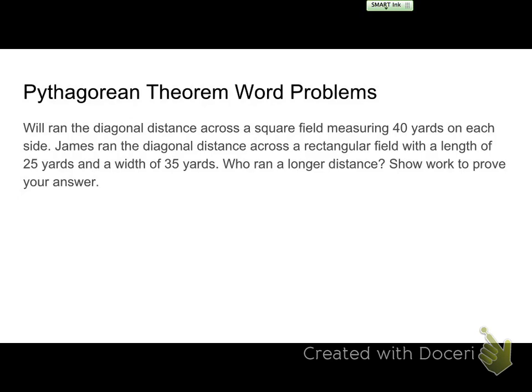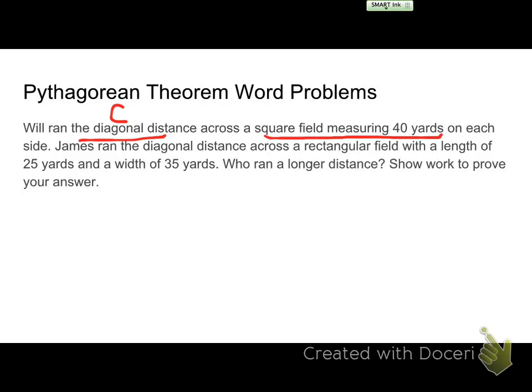So what is important about Will? It says he ran the diagonal distance across a square field that measures 40 yards. So the square field, how much does it measure? 40 yards. And if it's square, is it 40 yards on all four sides? Yeah. And it says that he ran the diagonal distance, which is what? Right, from corner to corner. Which is what leg? C. So I'm going to go ahead and put C there.